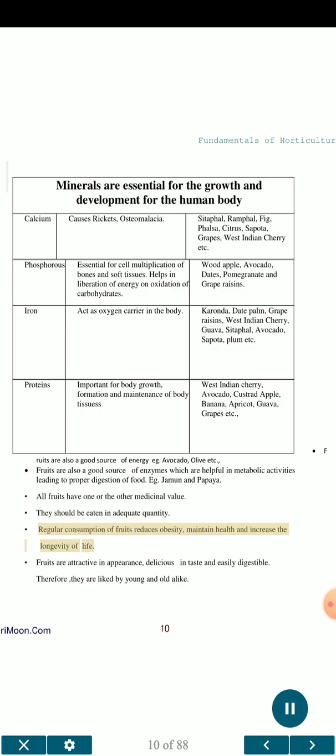Regular consumption of fruits reduces obesity, maintains health and increases the longevity of life. Fruits are attractive in appearance, delicious in taste and easily digestible. Therefore, they are liked by young and old alike.